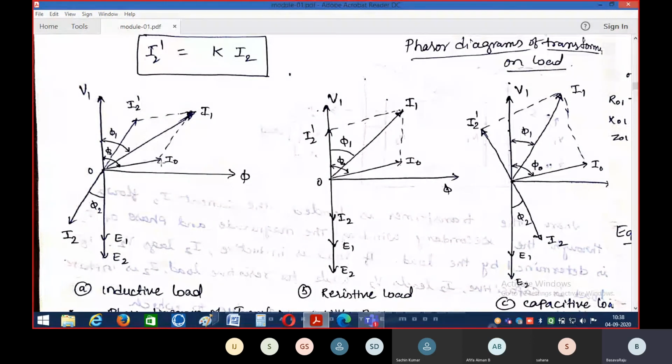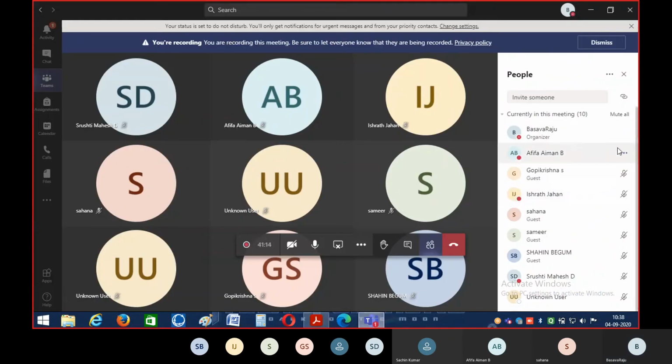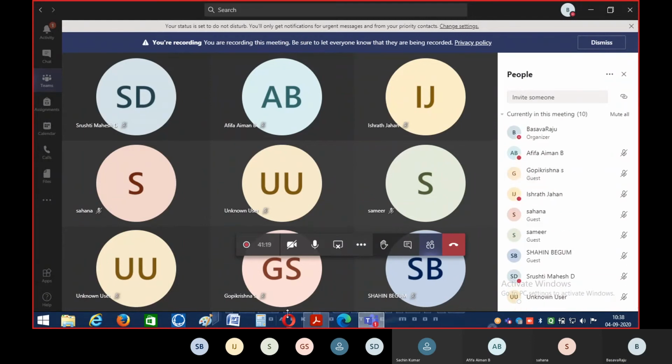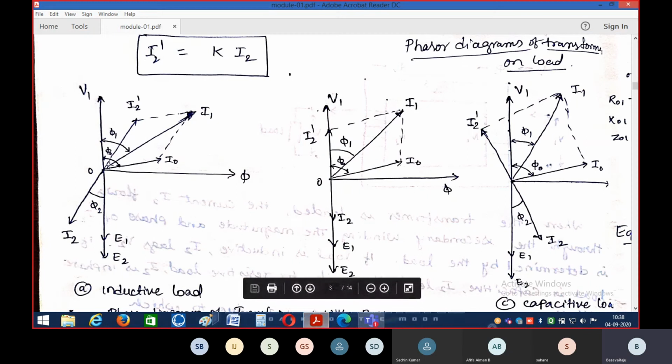This is I0, right? So I0 and I2 dash, if you combine them, what do we get? The resultant vector, which is nothing but the primary current I1. So this is the secondary component with respect to primary, and this is the primary current. Addition of the primary no load current and the secondary current results in the primary current called I1.